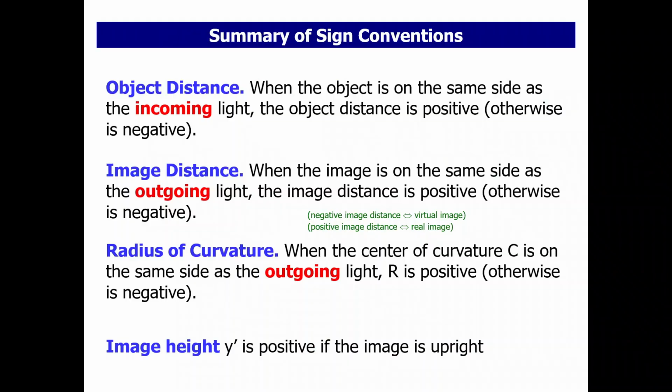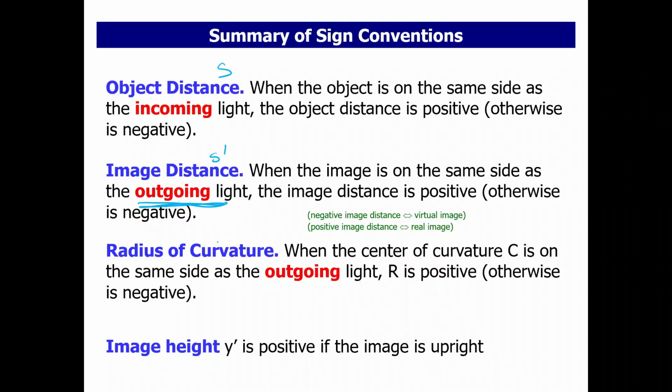So as a summary of those sign conventions, just as a reminder, for our object distance, that would be S, when the object is on the same side as the incoming light, our object distance is positive. And that's going to happen for us most of the time. The reason it wouldn't be is if you were dealing with compound lenses or mirrors and there were several different components, then that might be different. If our image distance, that is our S prime, when the image is on the same side as the outgoing light, the image distance is positive. A positive image distance is real, negative image distance is virtual.